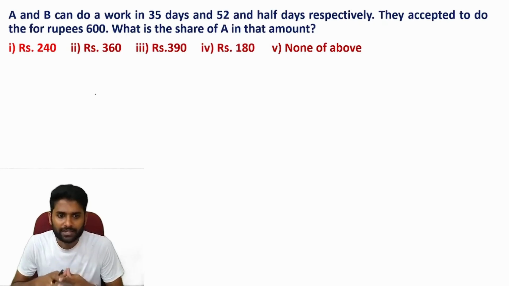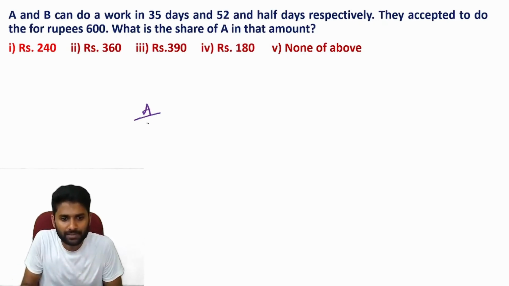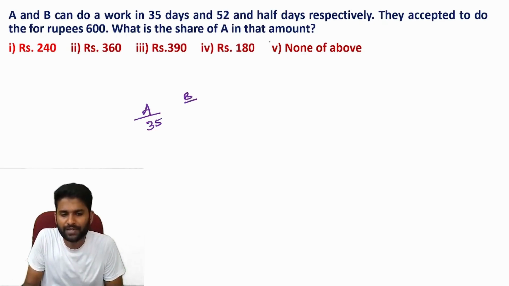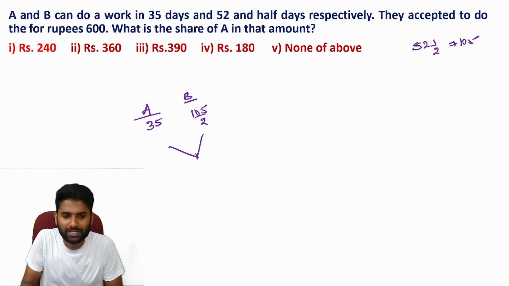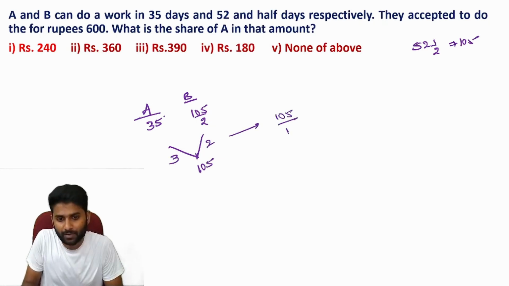A and B can do a work in 35 days and 52 1/2 days respectively. They agreed to do it for rupees 600. What is the share of A in that amount? A is 35 days, B is 52 1/2, which is all about 105 over 2. The total work, I told you guys, take the denominator as a reference. LCM of 35 and 105/2 is 105. A's efficiency 3 units, B's efficiency 2 units. 105 divided by 105/2, after cancellation, 2 will go in the numerator part.